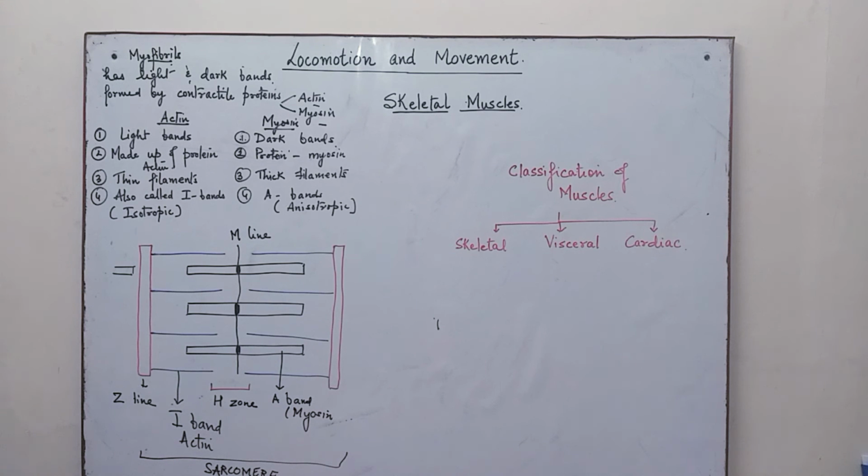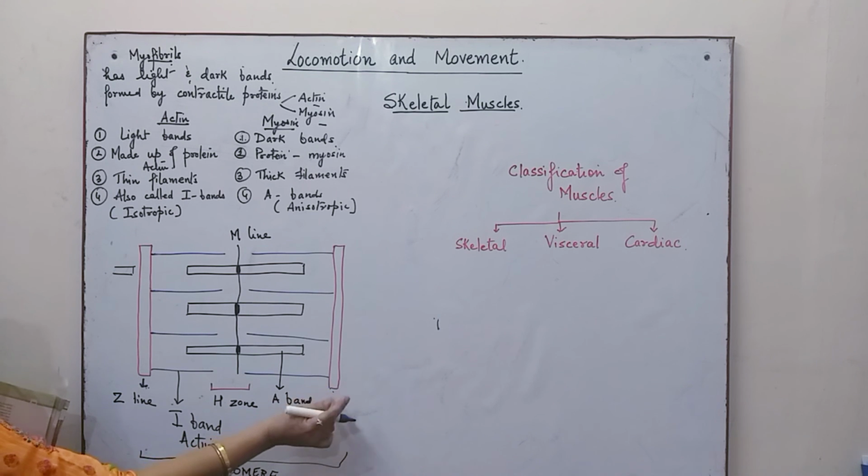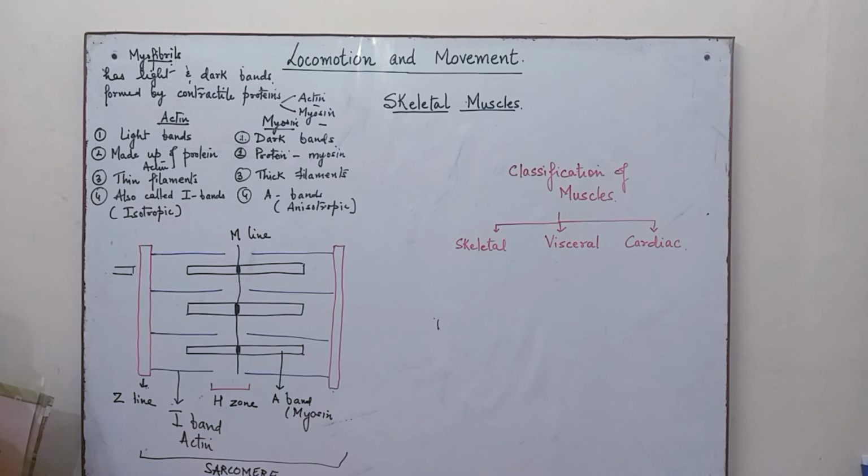Now the portion of the myofibril from one Z line to the next Z line forms the sarcomere, and this sarcomere is actually the functional unit of the contraction. That means it is the main area where the contraction will be taking place, and this zone is the space which helps in bringing about the contraction.